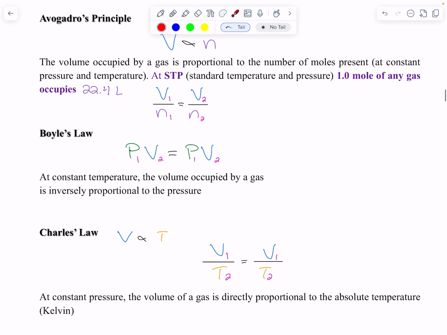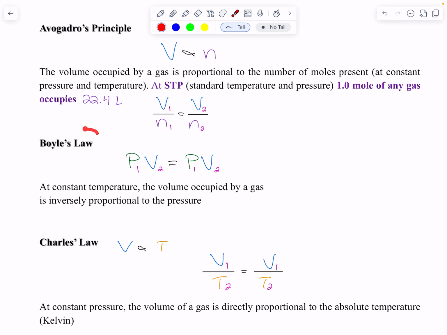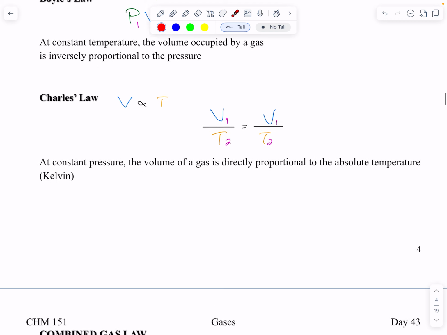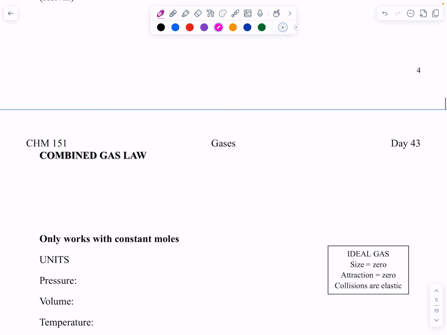Now, we are going to take these two and combine them. We're going to have the combined gas law. We're going to have P1 and P2, V1 and V2, and T1 and T2. And this only works with constant moles. So n is constant.